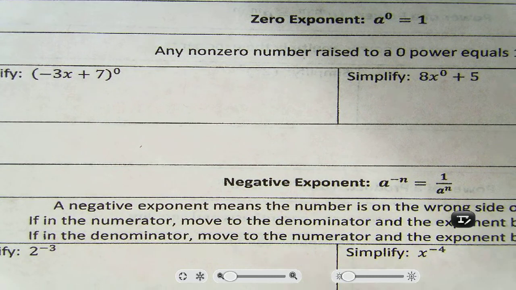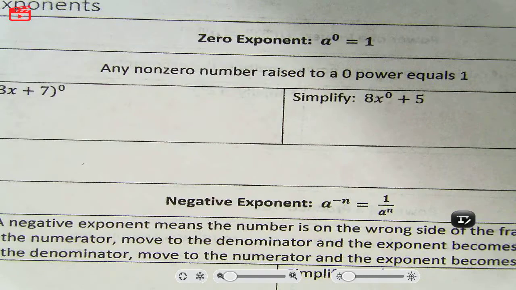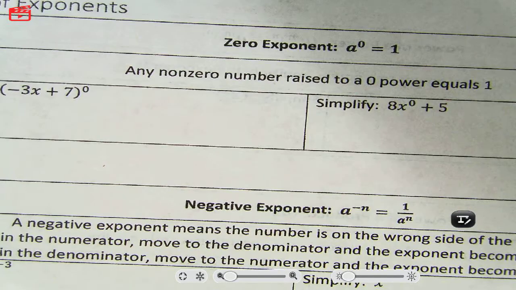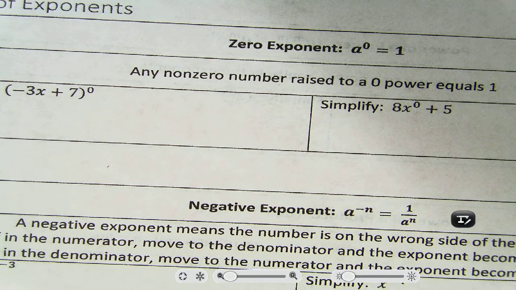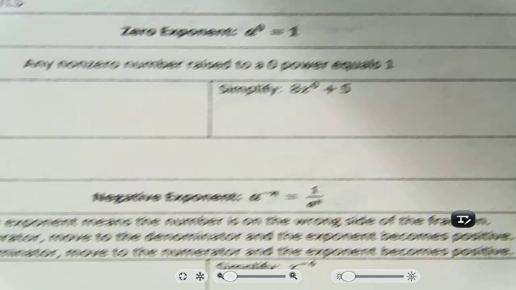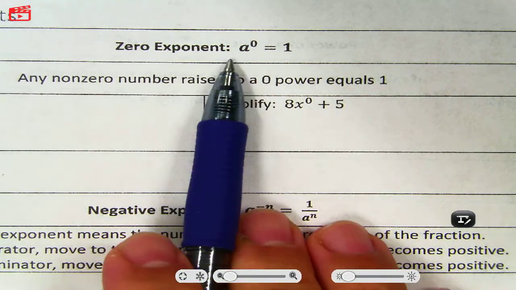Alright, these are properties of exponents. These are topics from pre-algebra or algebra 1, so this is just a review, old stuff. Alright, the first rule is the zero exponent.